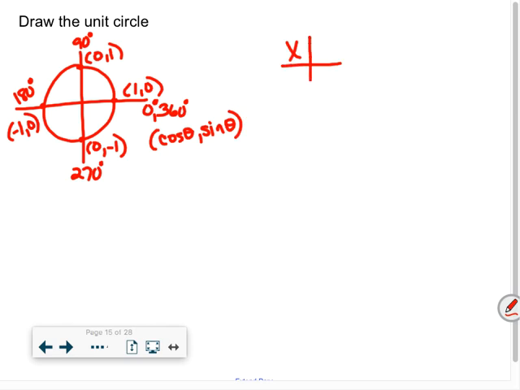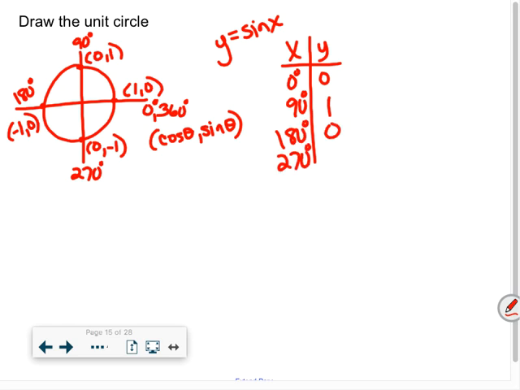So, as I go around the unit circle, if I want to do y equals sine x, the sine of 0 is 0, the sine of 90 is 1, the sine of 180 is 0, sine 270 is the y value, negative 1, 360 came all the way around.